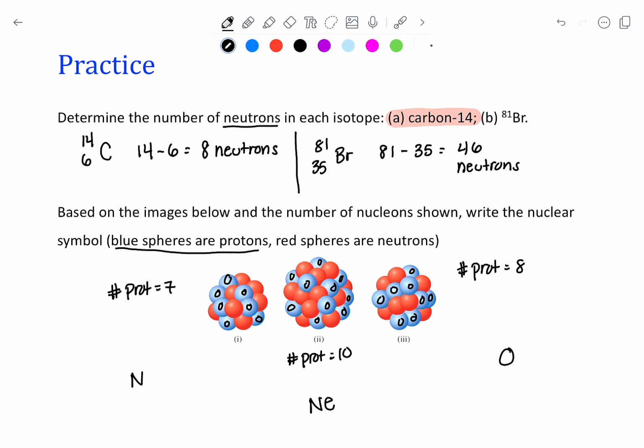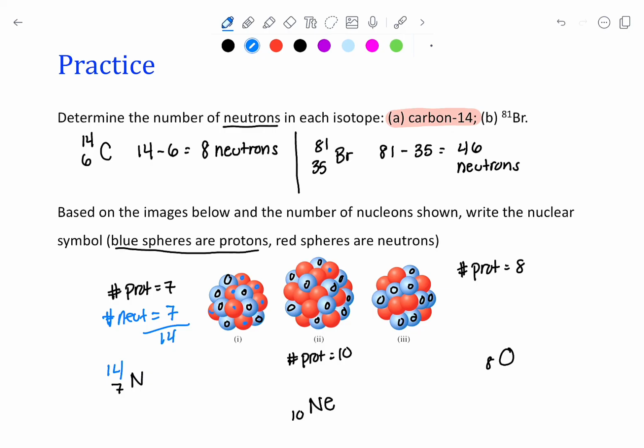If we know our number of protons, we know our atomic number, so we can put that on the bottom of each of these in our nuclear symbols. And now we have to count up our number of neutrons and add that to our number of protons. So let's take a different color and count up our neutrons. This will be 1, 2, 3, 4, 5, 6, 7. So the number of neutrons is 7. Our overall mass number is 14 for nitrogen, so we put the 14 on top.